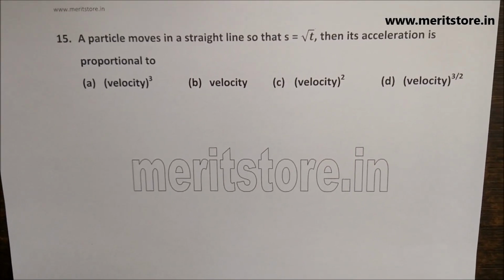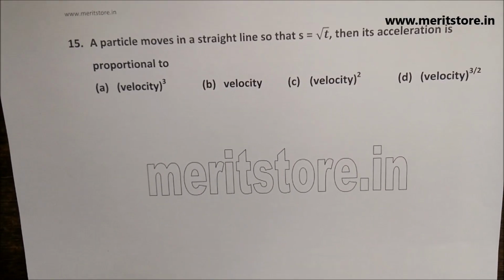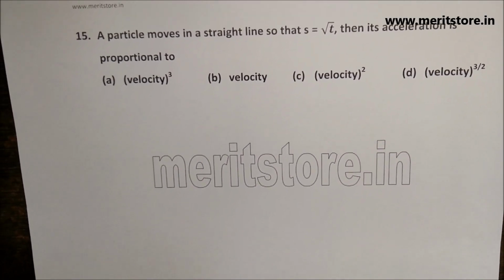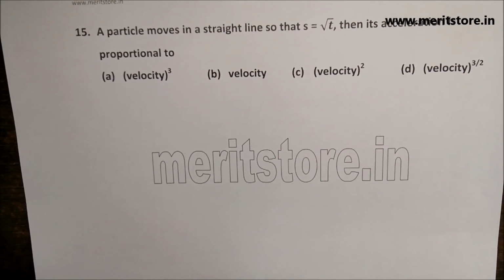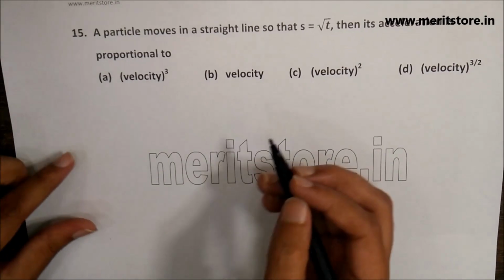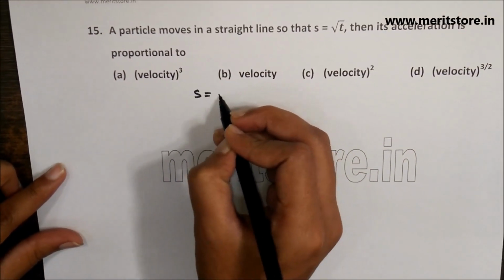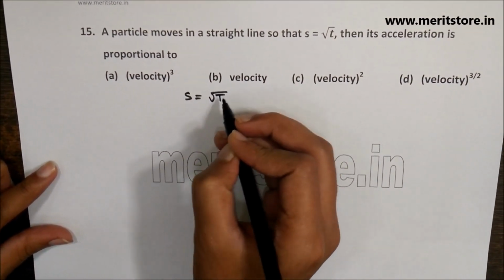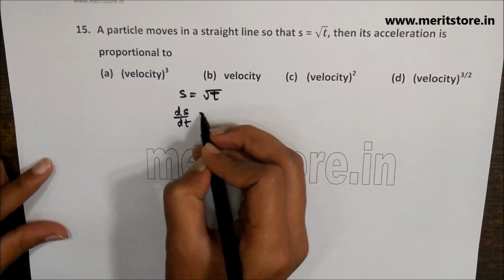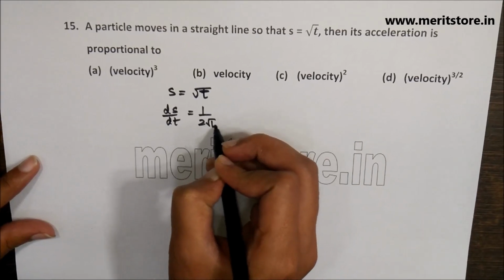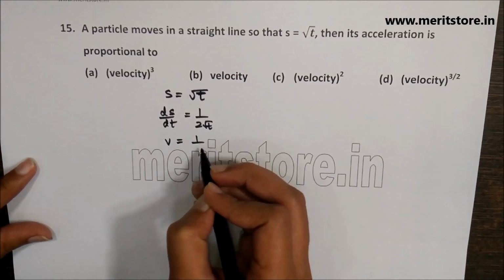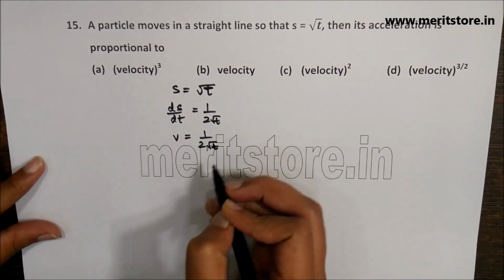Number 15. A particle moves in a straight line so that s is equal to root t, then its acceleration is proportional to option A velocity cube, option B velocity, option C velocity square, option D velocity raised to 3 by 2. S is equal to root of t. By differentiating this with respect to t, we get ds by dt is equal to 1 upon 2 root t. ds by dt is v, so we can write this as 1 upon 2 root t.